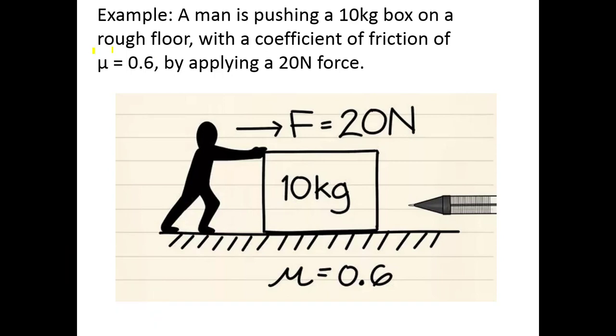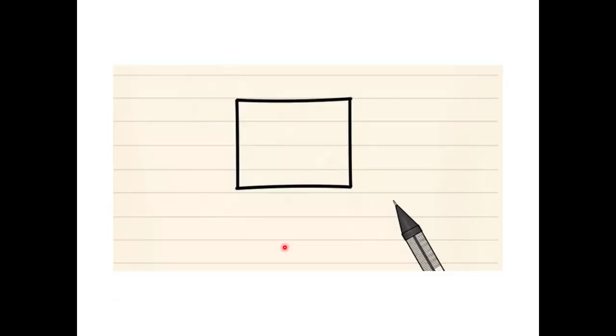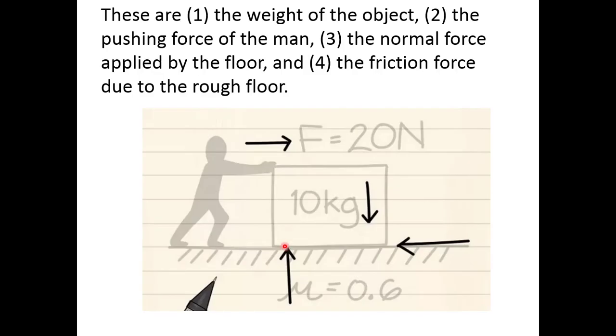In that case, we can easily understand that there is friction on this surface, and the friction coefficient is given here as 0.6, and the man is pushing the box with 20 Newton force. Let's solve the problem. Let's see what kind of forces are affecting this box, and is it possible for this man to push this box. This box has 10 kilograms of mass and he is pushing with 20 Newton, and the floor has friction. Let's start by drawing the box and writing the forces affecting the box.